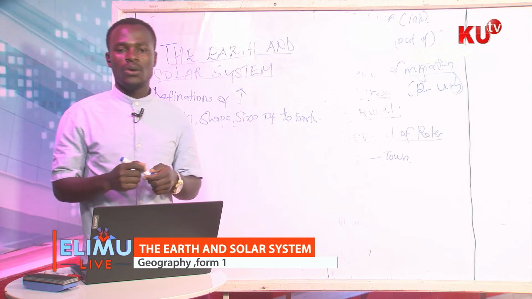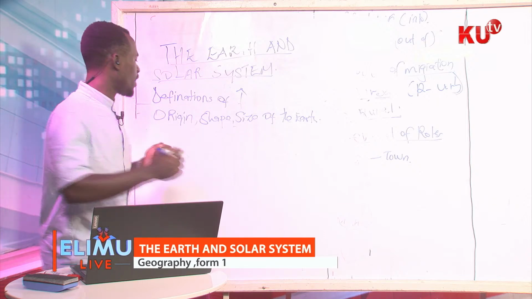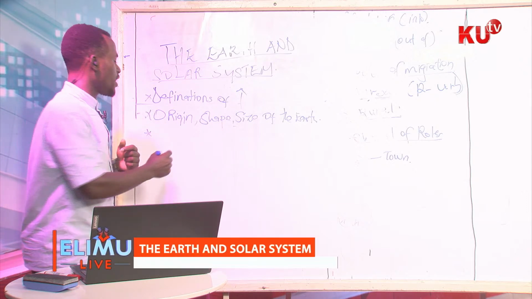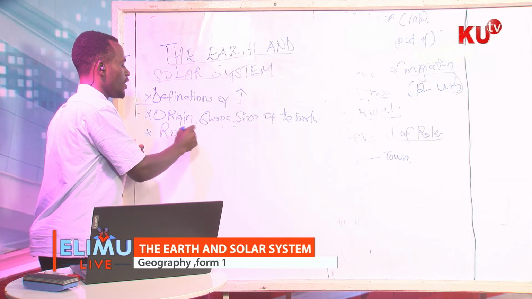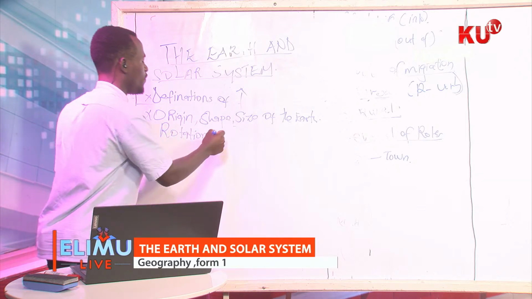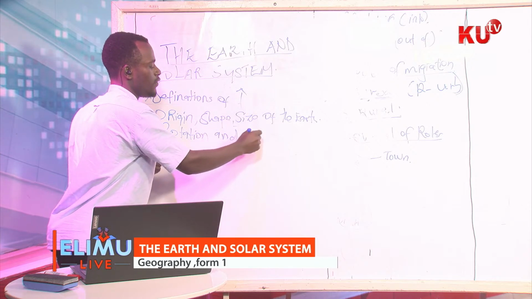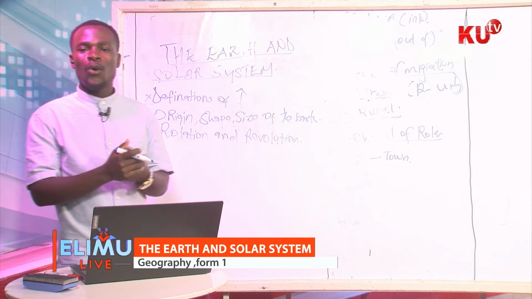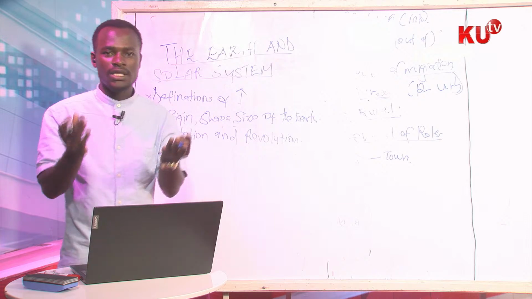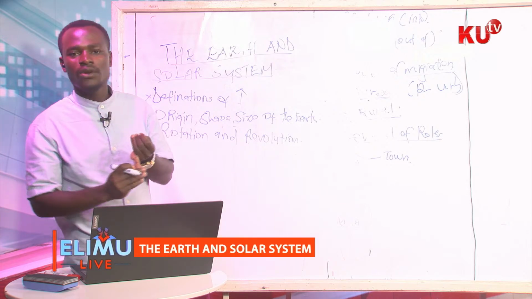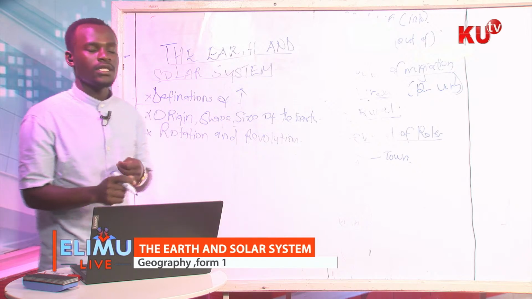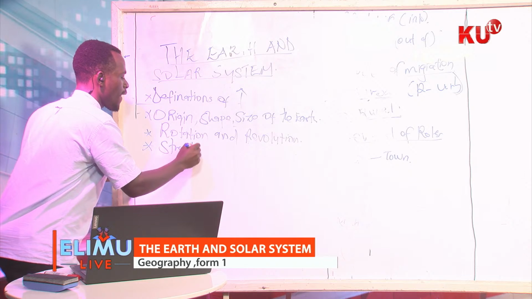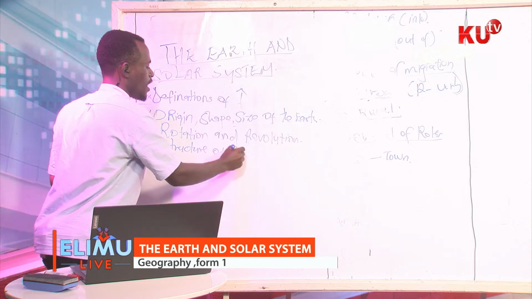Another thing that we are also going to look at is one of the main important things in the Earth and the solar system, which is rotation, and also revolution. And finally, we are going to find out about the structure of the Earth, both the internal structure and the external structure of the Earth.